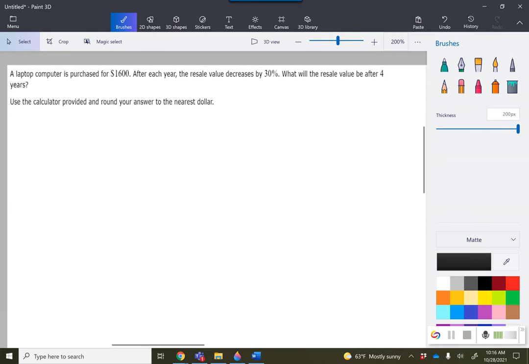So here we're doing a laptop computer's purchase for $1,600. After each year, the resale value decreases by 30%. What will the resale value be after 4 years?